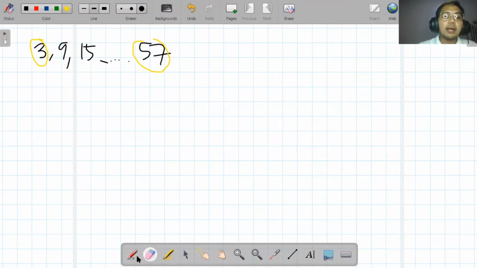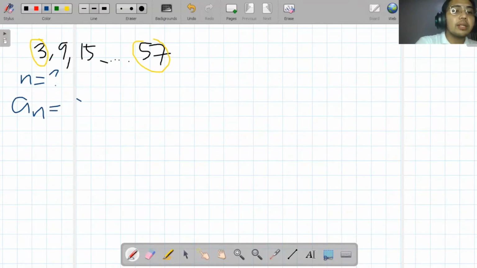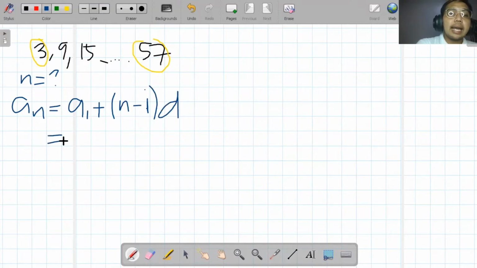Kay mangita pa man ka kung pila sila kabuok. And then, sir, unsaon man pagpangita ang n? Kay n man ang wala, aron kahibaw ka pila sila kabuok, muagi ta sa formula sa arithmetic sequence, which is a sub n equals a sub 1 plus n minus 1 times the common difference. Ang gipangita is ang n. Pero kahibaw ka nga last term na diha, so 57 imong ipuli diha.